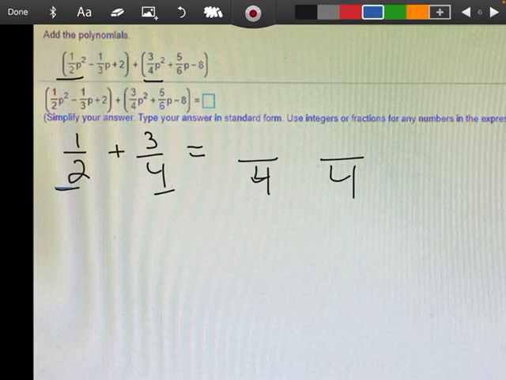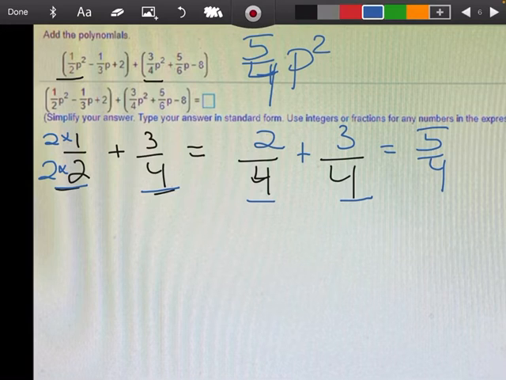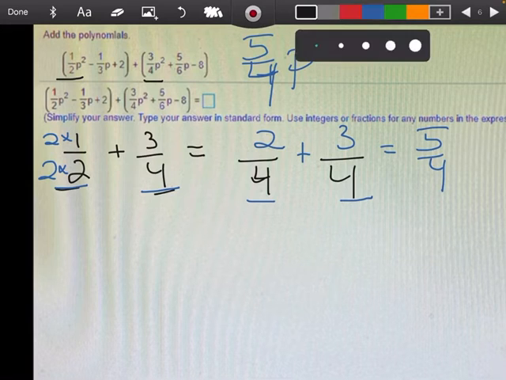And then think about what it is we're doing. We're asking ourselves, what did I multiply 2 by so that I would get 4? Well, I'm going to multiply that one by 2, so I got to multiply this one by 2. That's going to stay at 2 now. And then since I didn't change this 4 here, I'm not going to change that 3 either. So we're ending up with 5/4. Now that 5/4, y'all, that's the number in front of my p squared, okay?